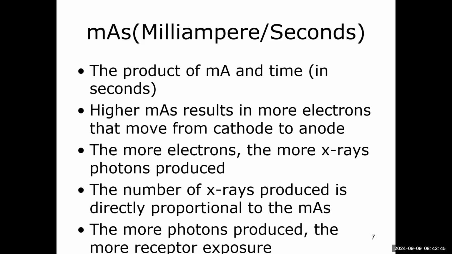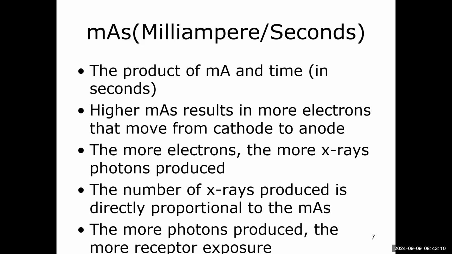So higher mAs results in more electrons that move from cathode to anode. The more electrons, the more photons produced. The number of X-rays produced is directly proportional to the mAs. The more photons produced, the more receptor exposure. So all of those things affect each other. So the more electrons due to mAs.